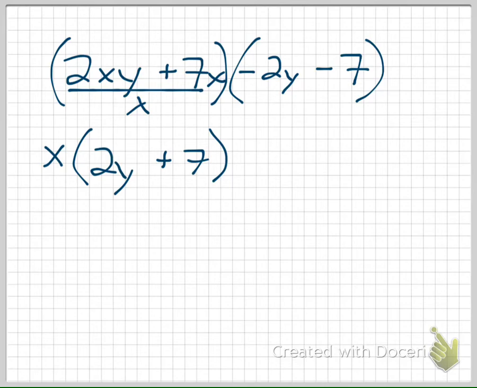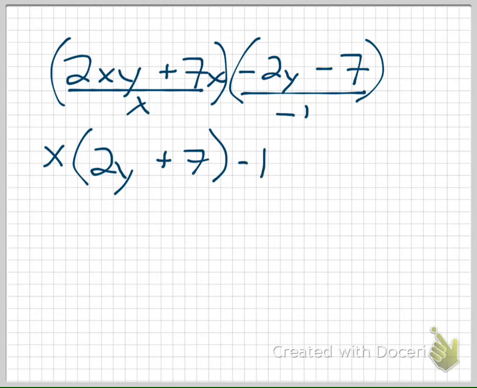Over here, what can I pull out of here? This is a weird one. Is there anything to pull out? It doesn't look like there is, but what can I pull out? I could pull out a negative 1. What if they were both positive? I could pull out a 1, right? You could. And that sometimes happens. But okay, this time I'm pulling out a negative 1.